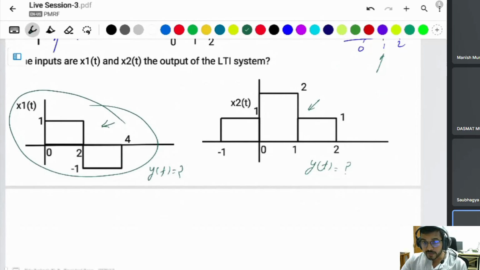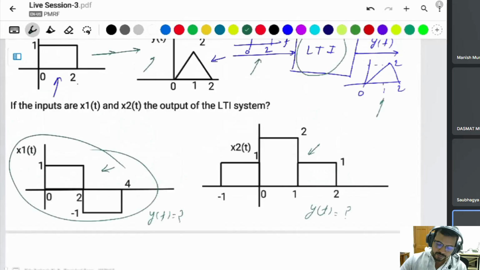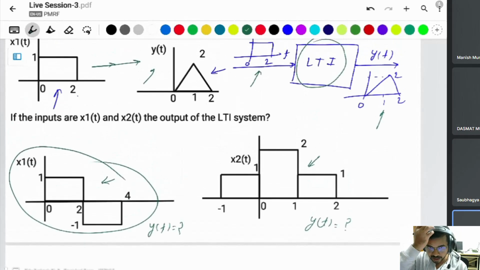There is an LTI system. In an LTI system, you can use homogeneity, additivity, and time invariance. Time invariance means you can provide some delay. Homogeneity means you multiply some scalar on the input. Additivity means you can add two signals. These three operations you can use to find the final answer.